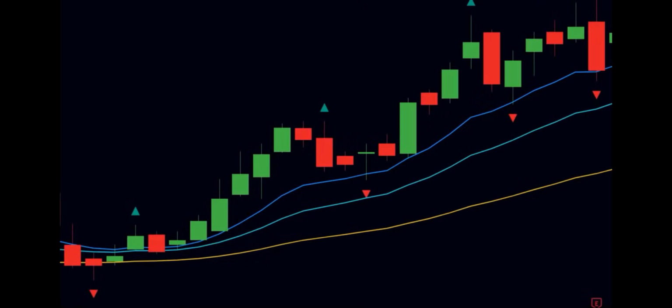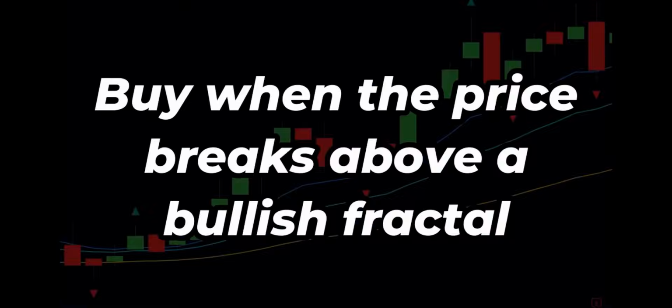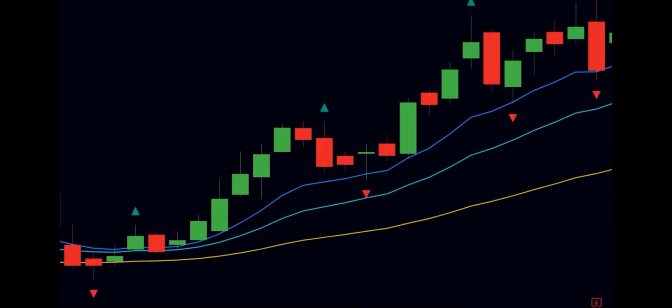Now, let's define a buy setup. A buy setup will occur when the price breaks above a bullish fractal. Simple as that. So, here we see that the price created this bullish fractal and made a downwards pullback. So we mark the fractal as a resistance point. Now we want the price to break above this fractal.